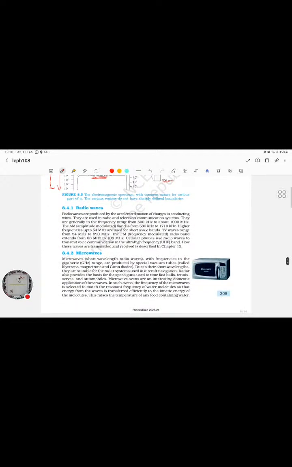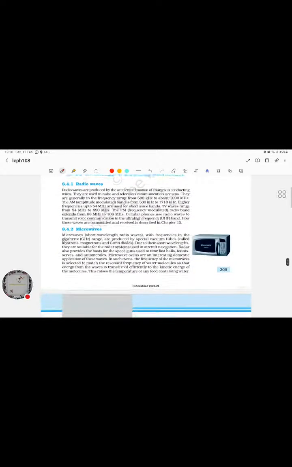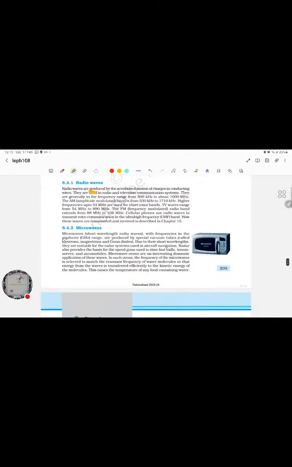So this is the electromagnetic spectrum with common names for various parts of it. The various regions do not have sharply defined boundaries, but they just merge into each other. So first of all, let's talk about radio waves. Radio waves are produced by the accelerated motion of charges in conducting wires.